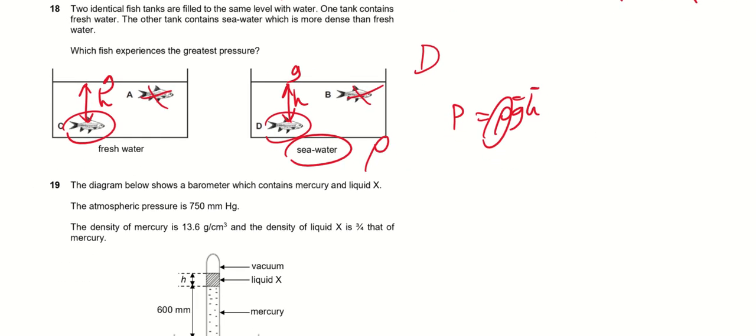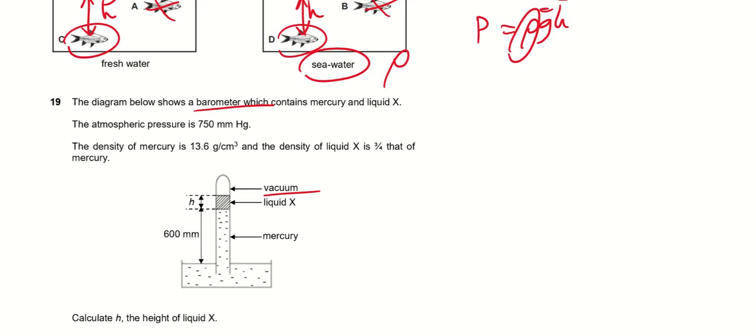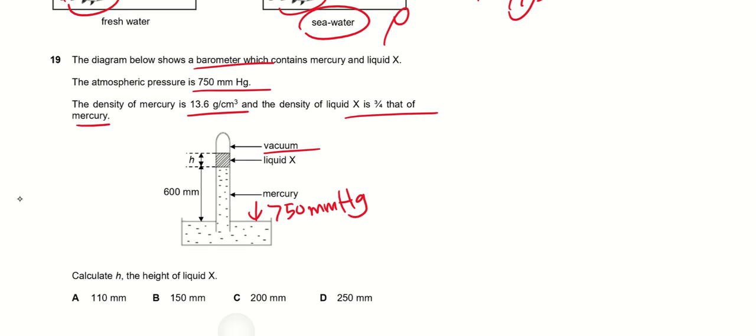Okay, next. The diagram below shows a barometer. If they never say anything, that means it is an ideal one, and indeed we have vacuum, so we do not need to draw arrows. Atmospheric pressure is 750 mmHg, so every time there is pressure, you have to draw arrows and indicate the value if you know it. Density is 13.6 gram per cm cubed. Density of liquid X is 3/4 that of mercury. They want us to calculate H, the height of liquid X.